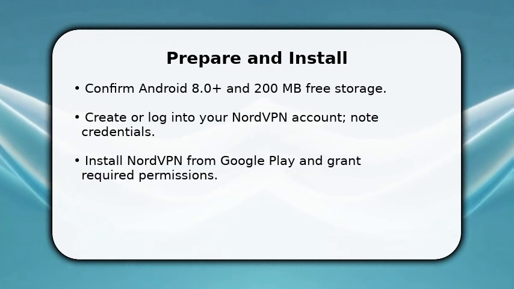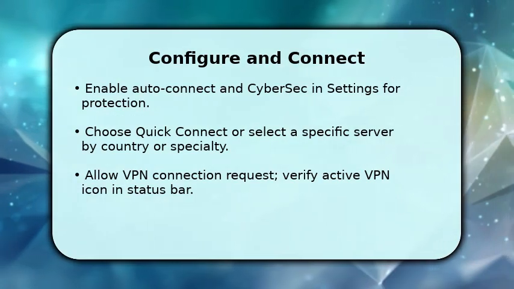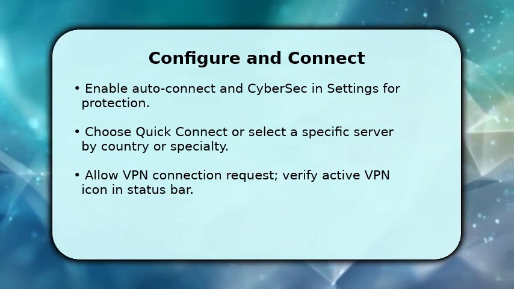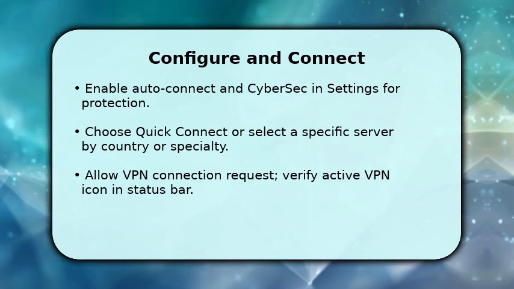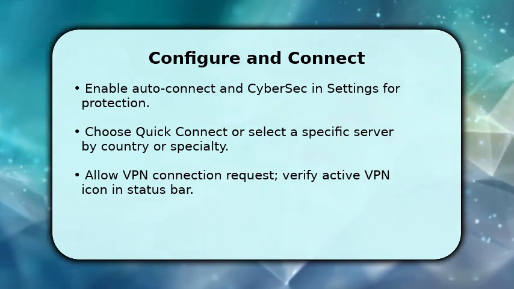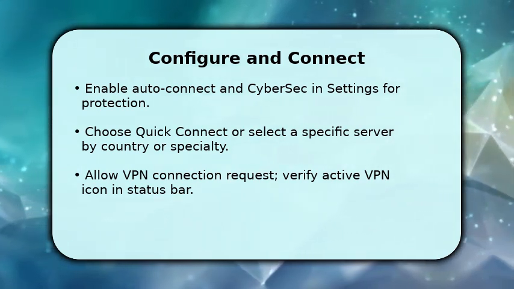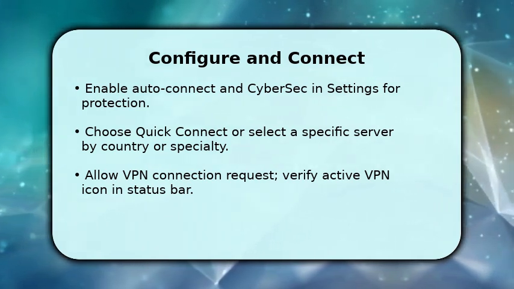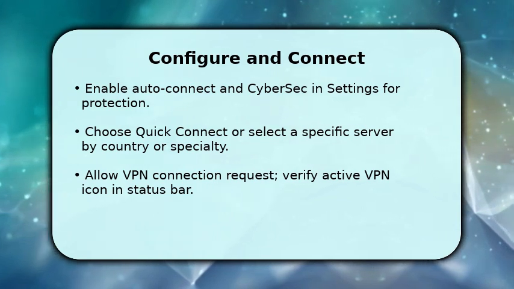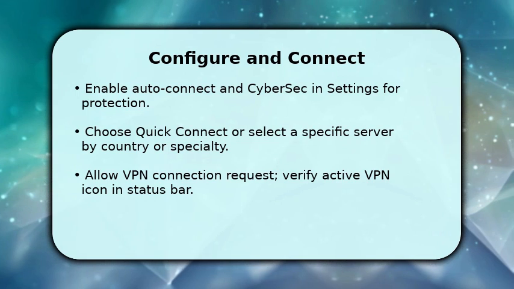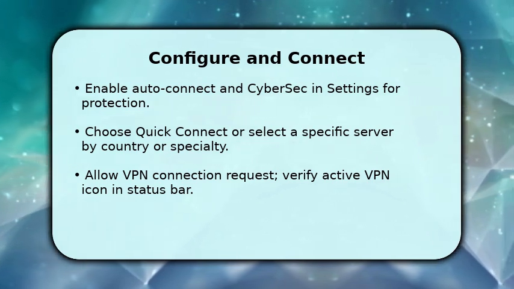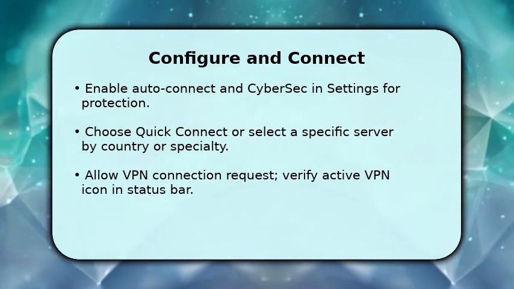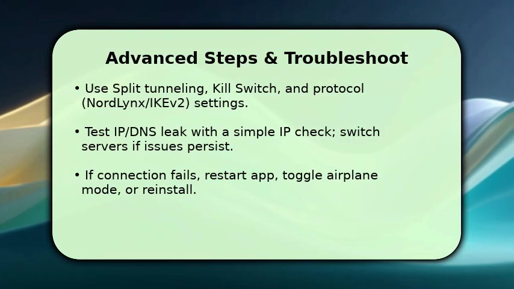Now configure core settings and initiate your first connection. First, open Settings and enable Auto Connect and CyberSec. This blocks ads and keeps you protected on public Wi-Fi. Then decide. Use Quick Connect for the fastest server, or pick a country or specialty server like P2P or Double VPN if you need those features. Tap Connect and accept the Android VPN connection request. This authorizes the tunnel. Make sure you see the VPN key or shield icon in the status bar, so you know traffic is protected. Finish by tuning advanced options to match your needs.